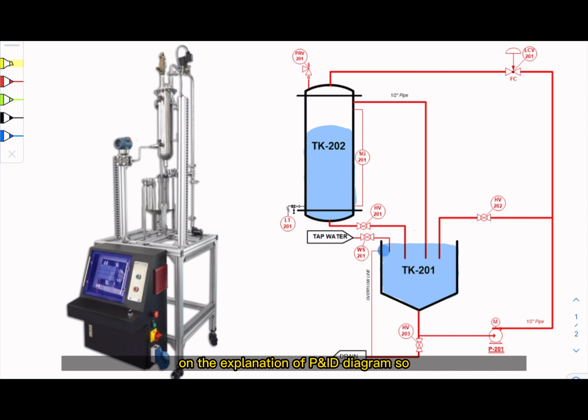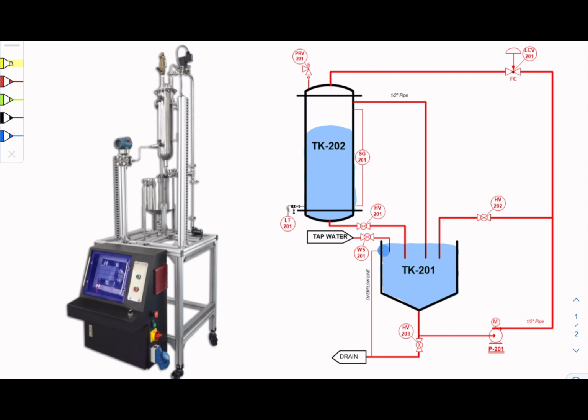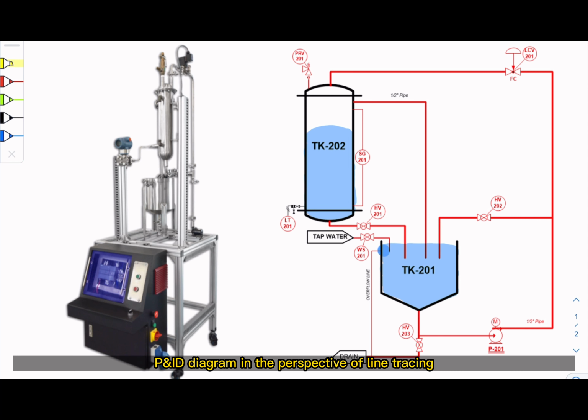I think that's all on the explanation of the P&ID diagram, from the perspective of line tracing for a liquid level tank system.